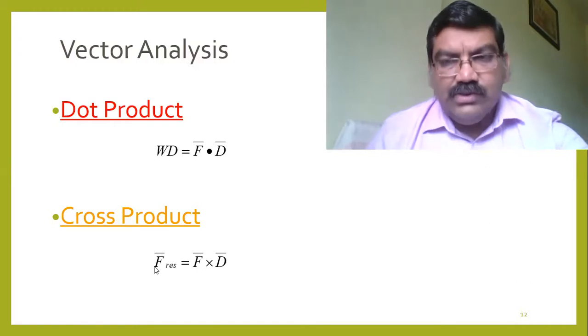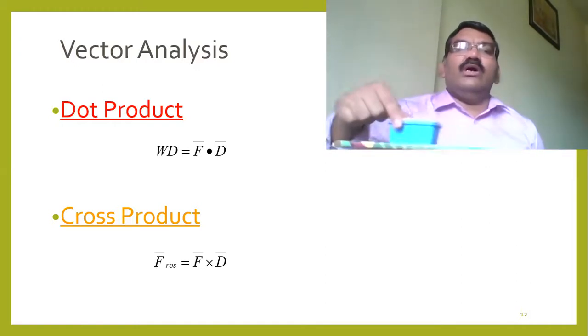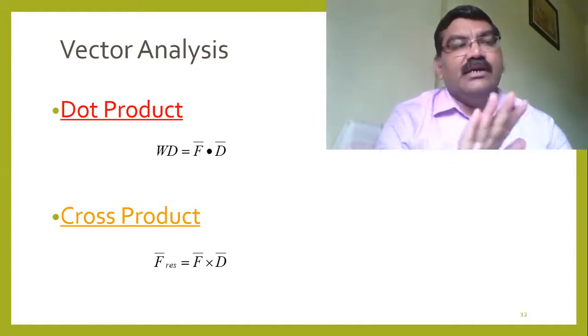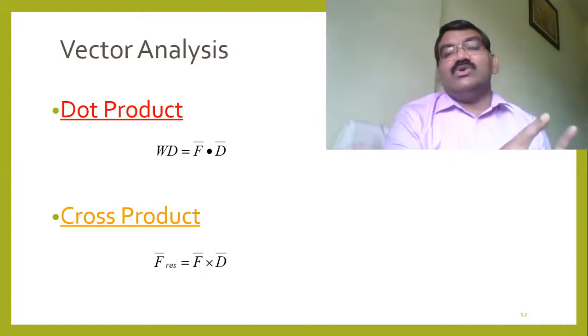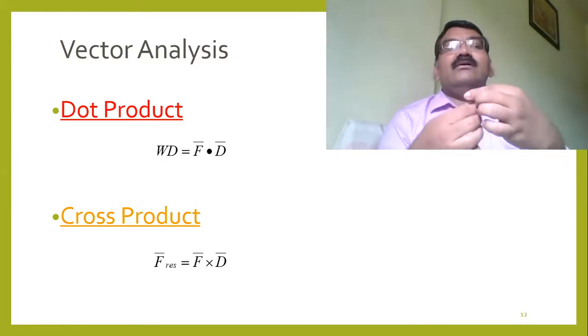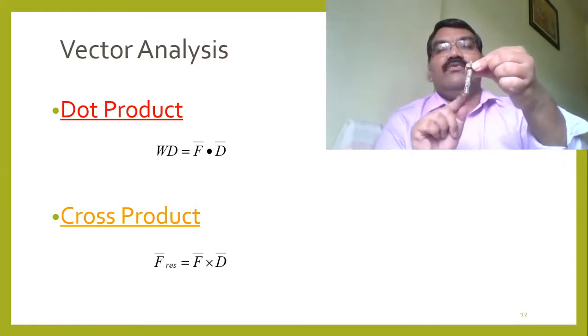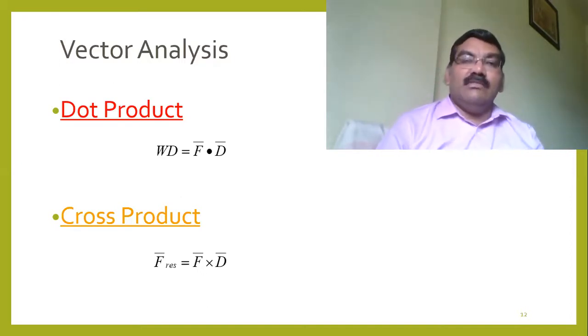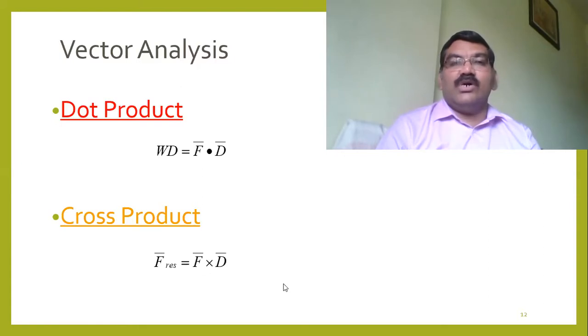So simple, you just remember the two examples. This is the dot product: force into displacement, the resultant is work done, a scalar quantity. This is the mathematics also you can see. Again here, force into displacement, the resultant is the vertical force. So these are the two basic analogies, the cross product and dot product. In the next lecture, next video, we will discuss the curl, divergence and gradient, obviously with the physical significance.